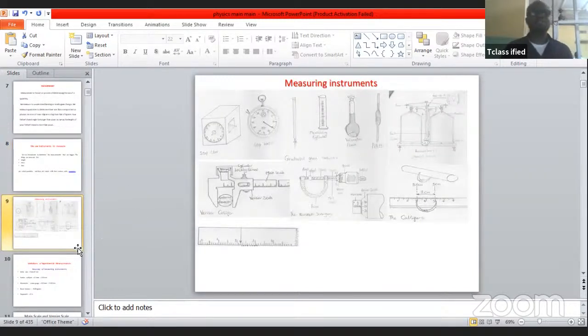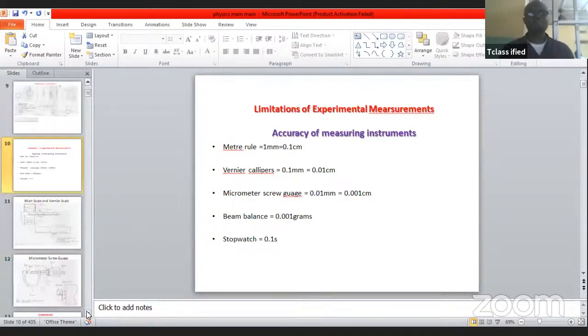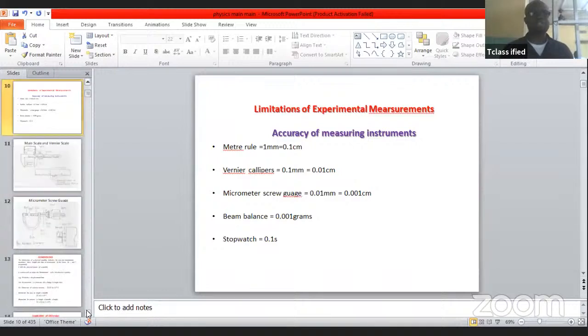And we use the measurement instruments known as stopwatch for time. This is vernier caliper for length, and this is meter rule for length. So beam balance is for mass. These pipette and cylinder are for volume. So take note of these measuring instruments. Then we went down to learn about the accuracies of these measuring instruments.